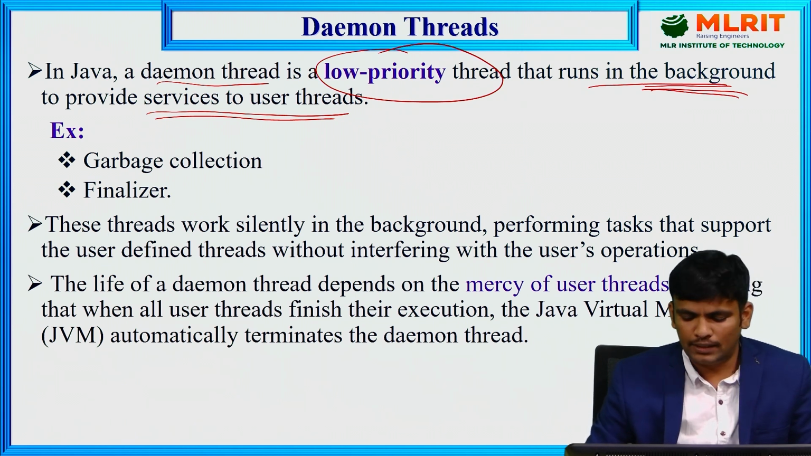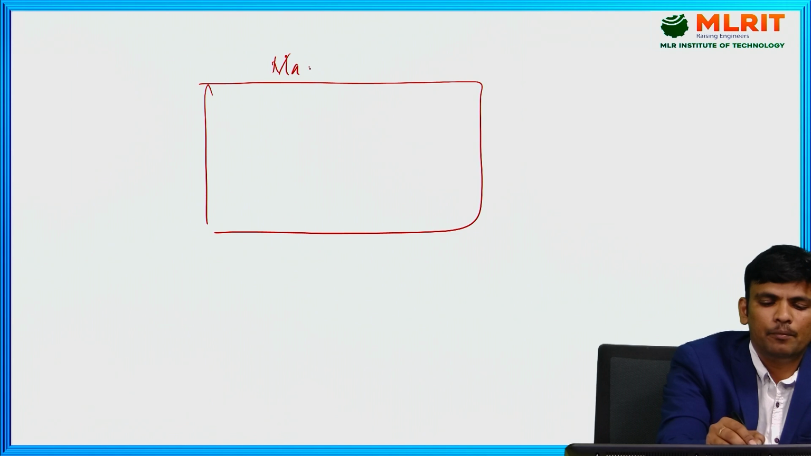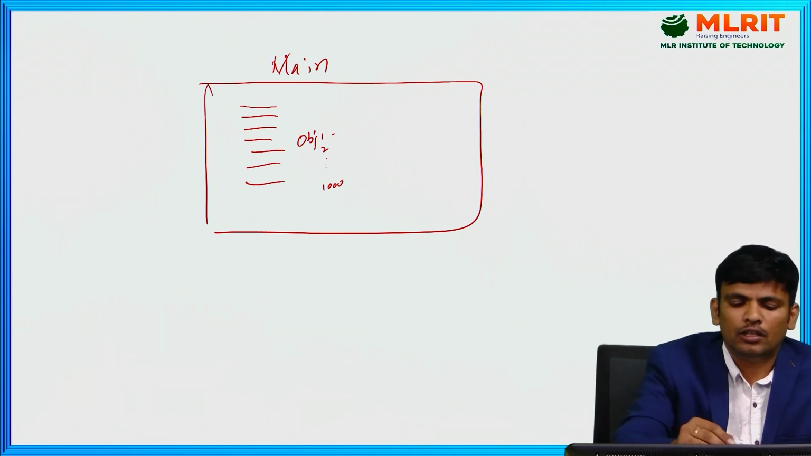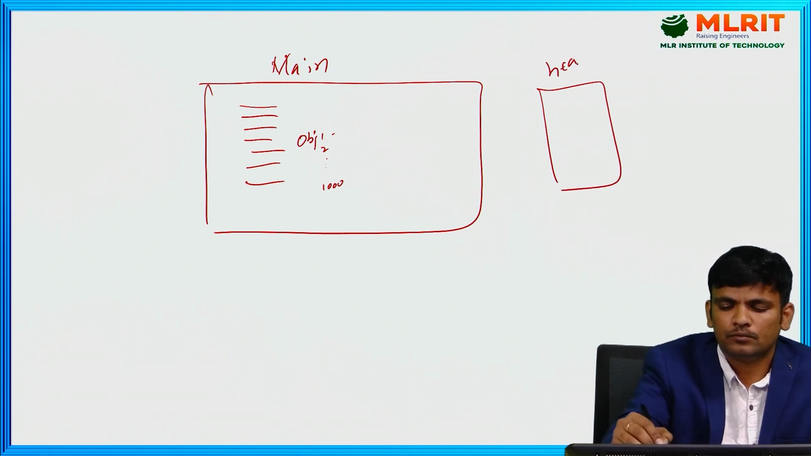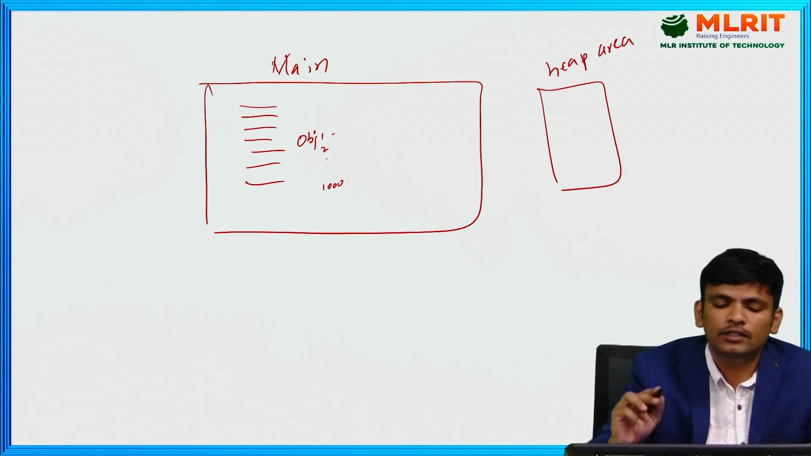So suppose if you take an example, assume I have a main program. The main program is running here, and in this program I am creating objects. So let's take object 1, I am creating object 2, object 3, and here I am creating 1000 objects. The moment you are creating objects, obviously they will be stored in the heap area. Every object will be stored in the heap area. So assume the heap area is filled with all the 1000 objects.